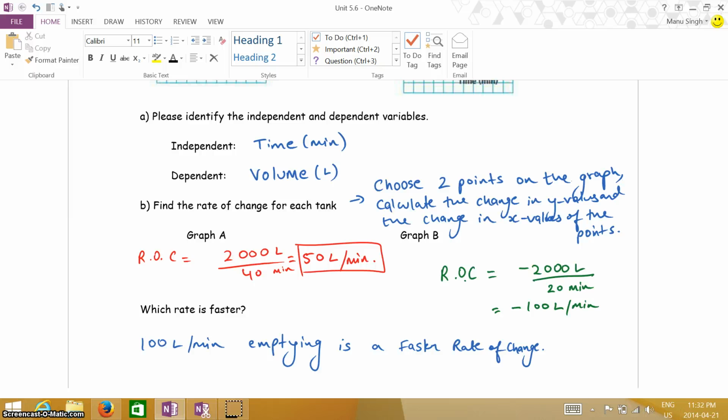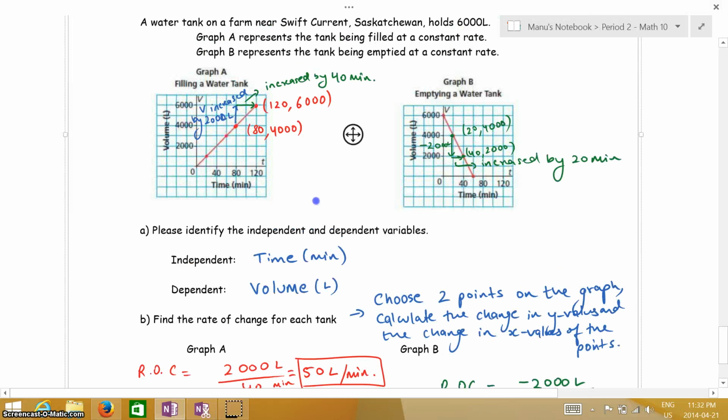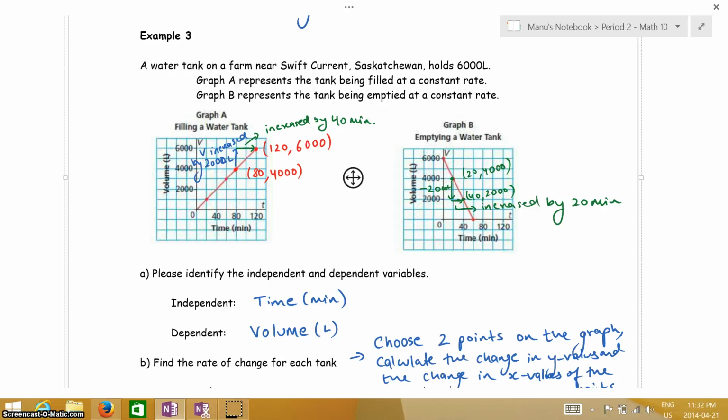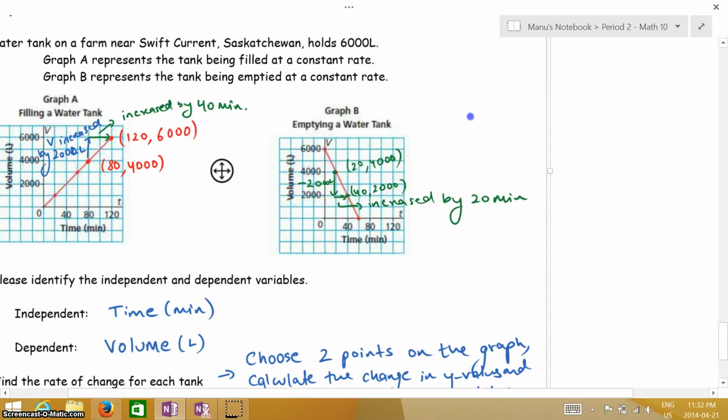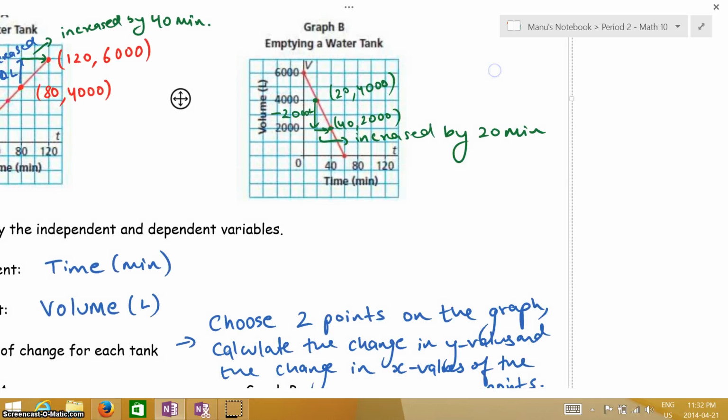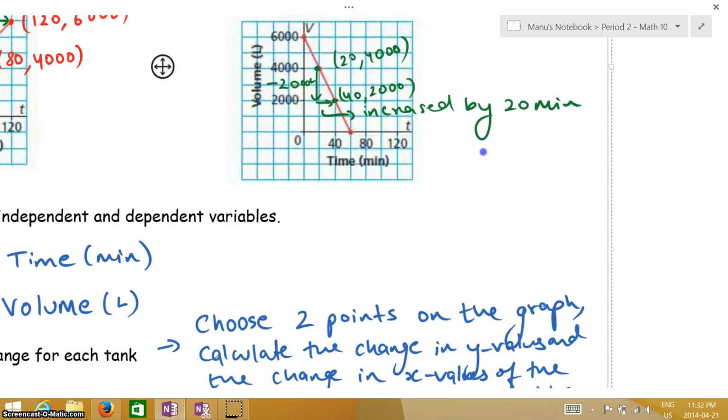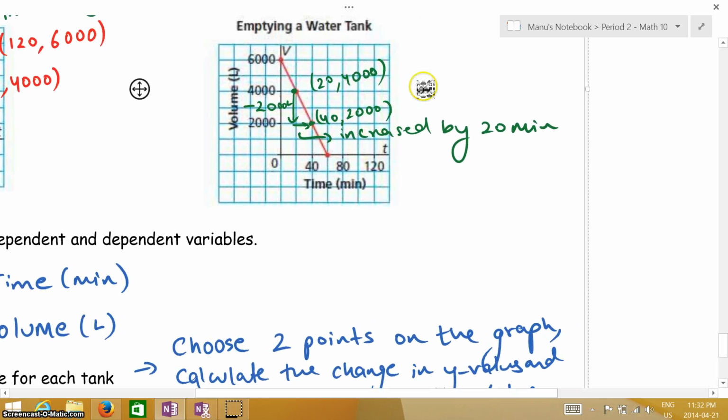Similarly, we can do the same thing with the next graph. Graph B, on the other hand, is again a graph of a tank being emptied at a constant rate. So this time we want to take a look at the change in y values versus change in x values. The points I'm going to pick are (20, 4,000) and (40, 2,000). The change in x values and the change in y values are found by looking at the x and y values of those points.